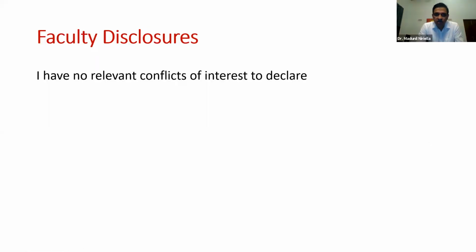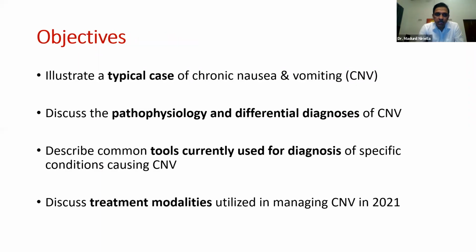I have no relevant conflicts of interest to declare with regards to this presentation. The objective of today's talk is to illustrate a typical case of chronic nausea and vomiting, and discuss the pathophysiology and differential diagnosis of chronic nausea and vomiting. I'll try to describe the common tools currently used for the diagnosis of specific conditions causing chronic nausea and vomiting, and lastly, touch upon the treatment modalities utilized in managing chronic nausea and vomiting in the present context.